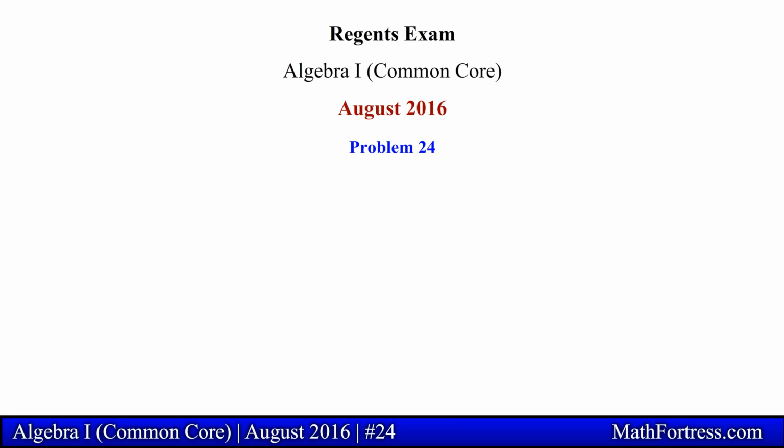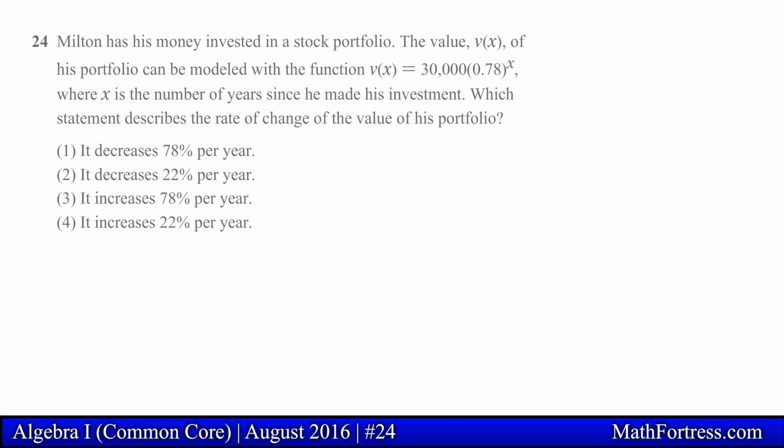Regents exam. Algebra 1, August 2016, problem number 24. Milton has his money invested in a stock portfolio. The value, v of x, of his portfolio can be modeled with the function v of x equals 30,000 times 0.78 raised to the power of x, where x is the number of years since he made his investment. Which statement describes the rate of change of the value of his portfolio?